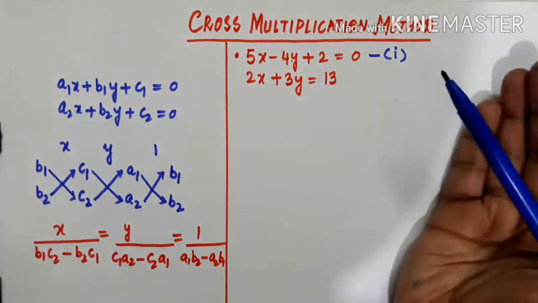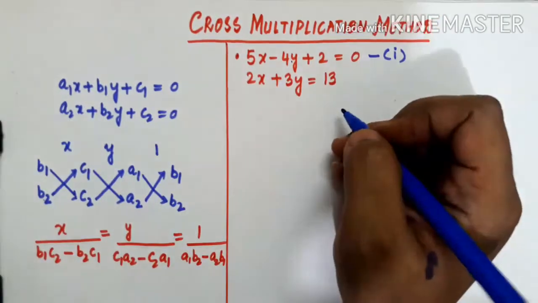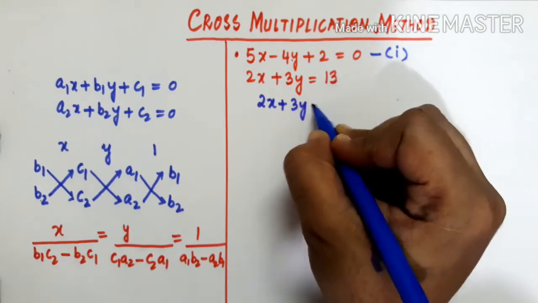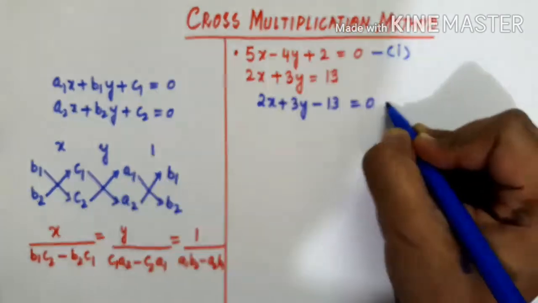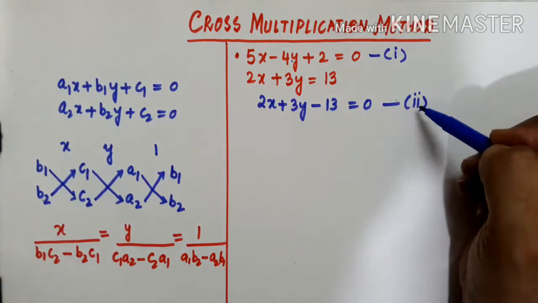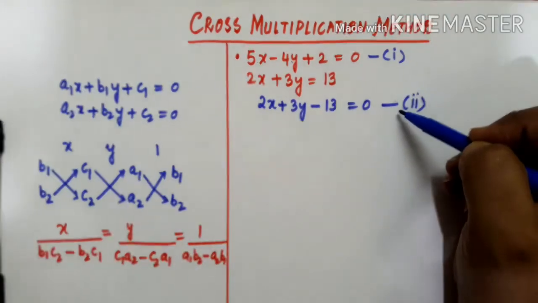Here the constant is on the right hand side. We will take it to the left hand side, and on the right hand side let us write 0. So 2x plus 3y, this plus 13 will become minus 13, equals 0. Let us name this equation 2. So you got equation 1 and equation 2. Now you need to solve.